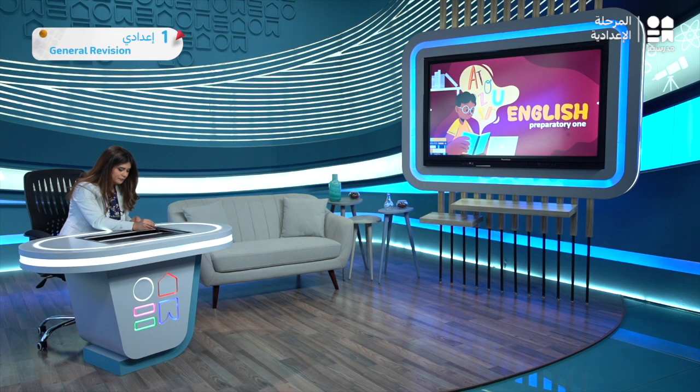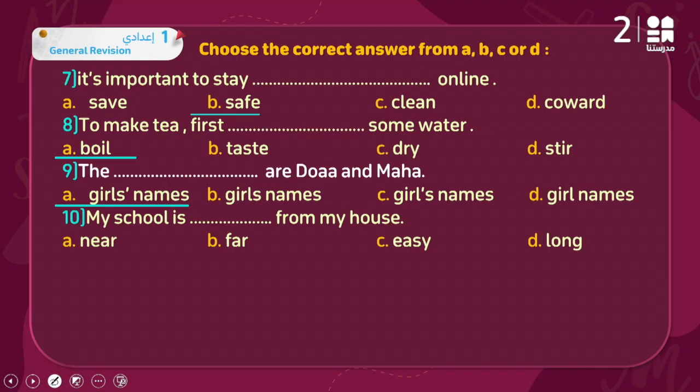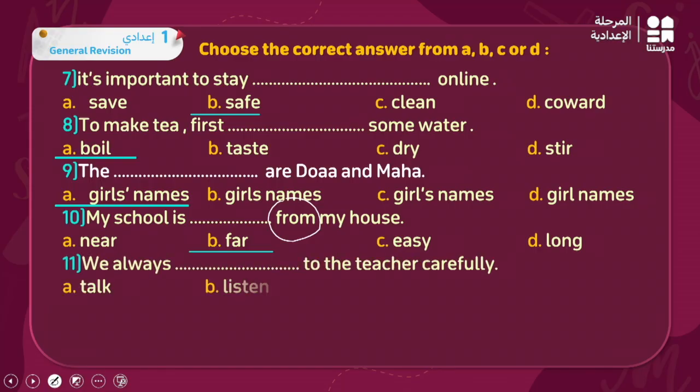Okay, then my school is space from my house. Near, قريبة, far, بعيدة, easy, سهلة, or long, طويلة. Of course, it's far from. Why it's not near? Because I have from. بعيدة عن أو بعيدة من مكان بيتي يعني, okay? That's why I choose far, far from.